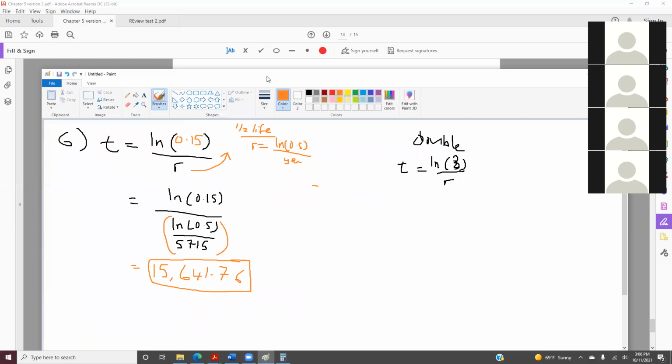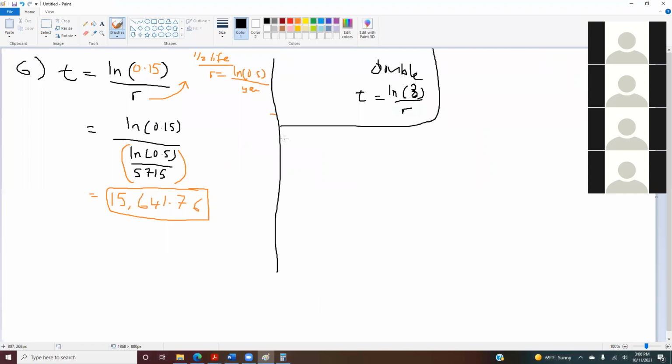Anyone have any questions? Now I'm going to do another question which is not in here because it's on your test. So the rest, go ahead and do yourself. But this is mostly what I want to talk about. It's a word problem.